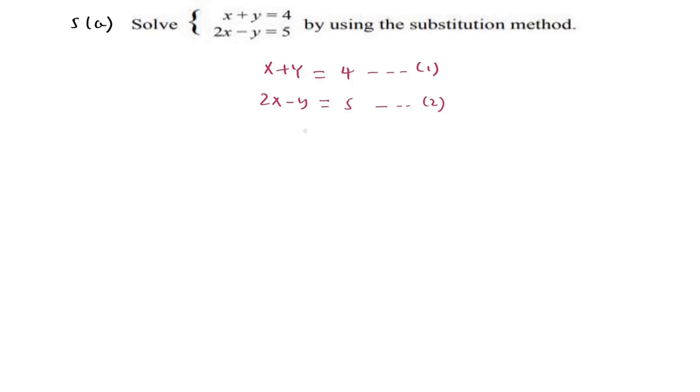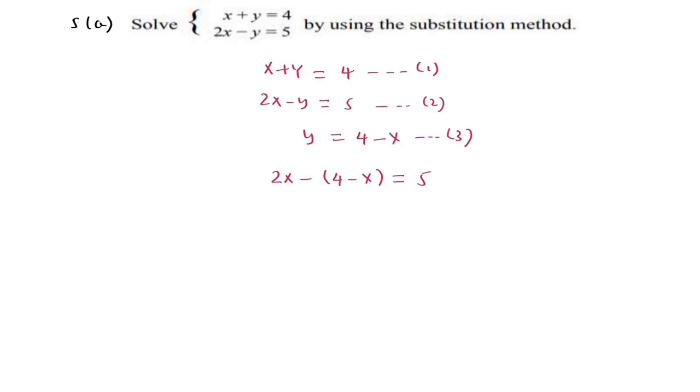Then we are having y equals 4 minus x. Let us call this equation number 3. Okay, so next we are going to substitute equation number 3 into equation number 2. Then our equation is going to be 2x minus, in brackets, 4 minus x equals 5.